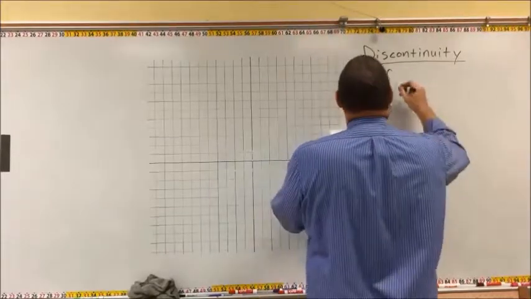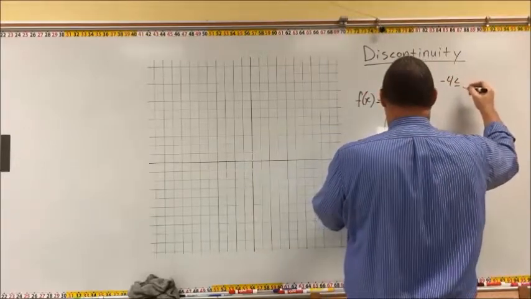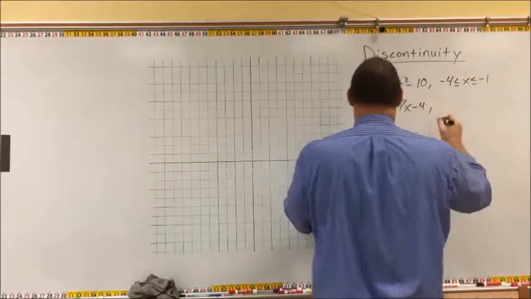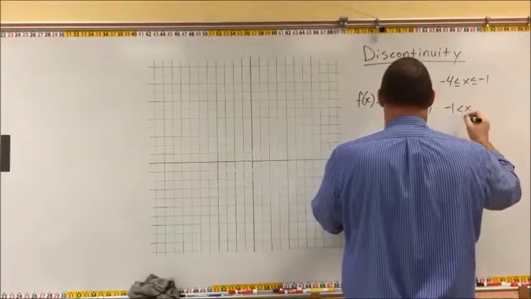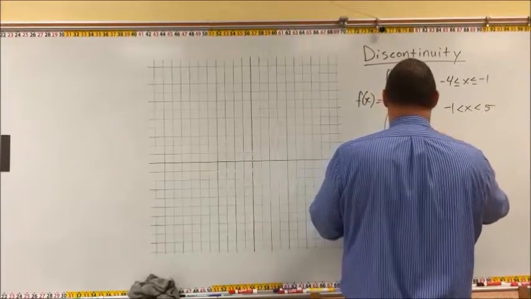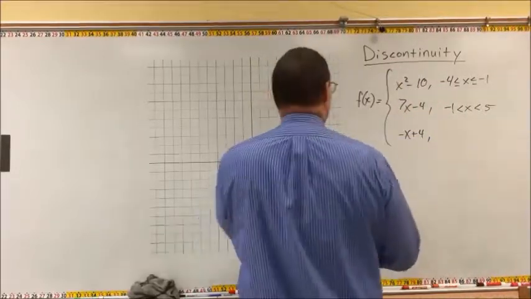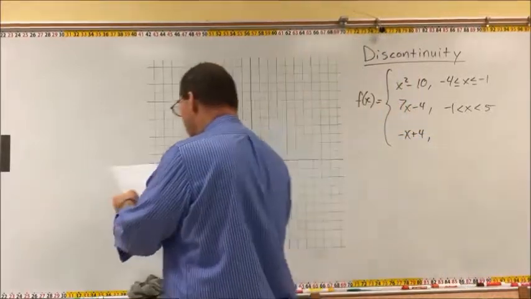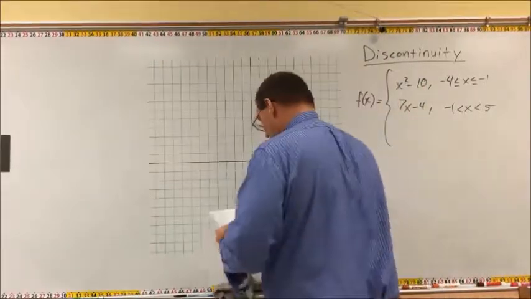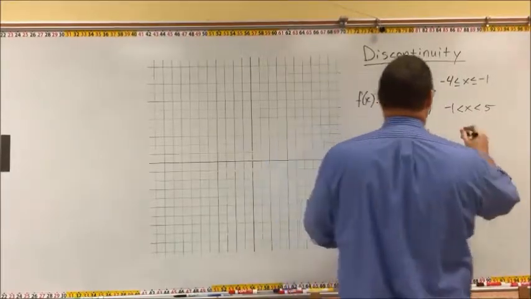So let's say that we have f of x is equal to, I'll write this function as I write it: x squared minus 10 when x is between -4 and -1. 7x minus 4 when x runs from -1 up until 5. And then -x plus 4 when x runs, oh, excuse me. I looked at the wrong one. Hang on. 7x minus 4. Oh, sorry. 2x squared minus 19. Sorry about that. I was looking at the wrong one. 2x squared minus 19, when x runs from 5 up to 7.